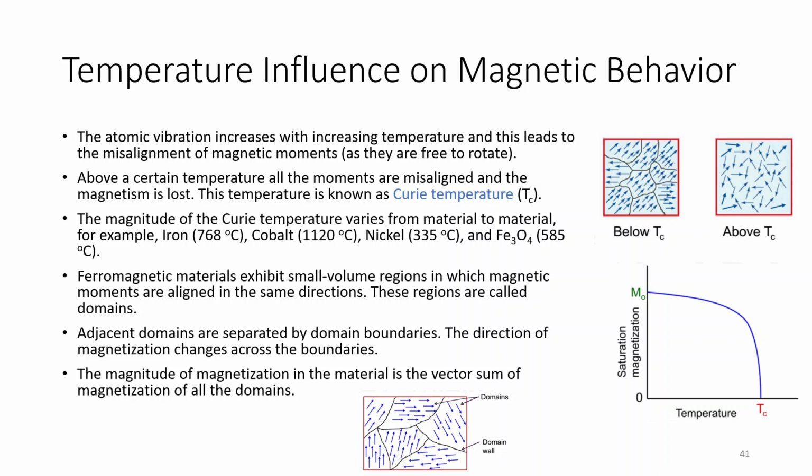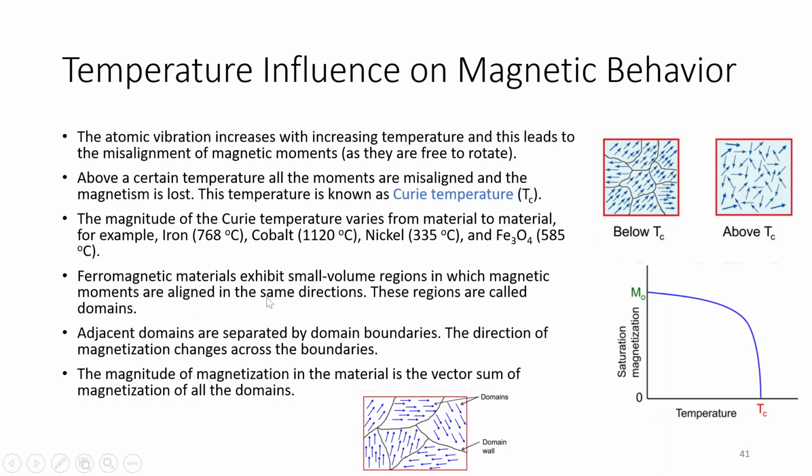For example, for iron it is 768 degrees Celsius, for cobalt it is 1120 degrees Celsius, for nickel it is 335 degrees Celsius, and for ferric oxide it is 585 degrees Celsius. So below Tc you can see these domains will be present there having particular orientation to it, but above Tc this domain structure is lost.